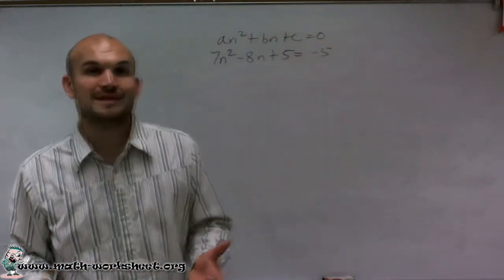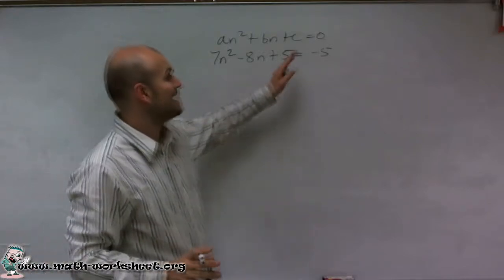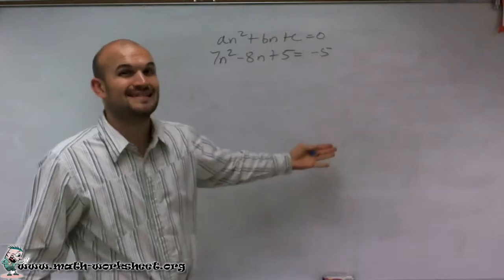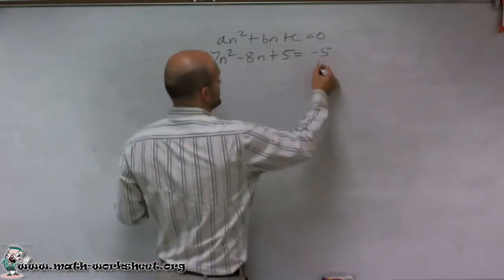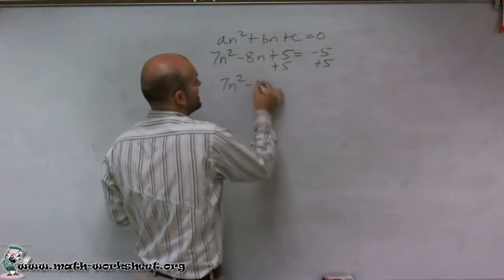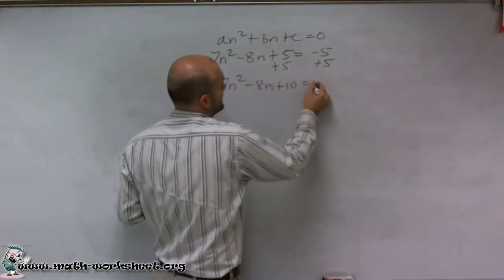And that's really important. We want to make sure before we even find the discriminant that we have these: a, b, and c. And that means we have to have it set equal to 0. We can't have it set equal to any other number. So the first thing I'm going to do is add 5 to the other side. So I have 7n squared minus 8n plus 10 equals 0.